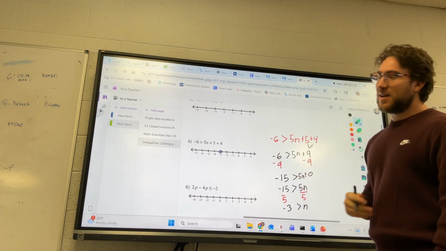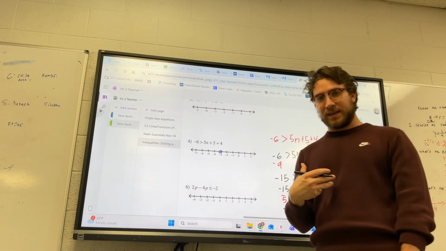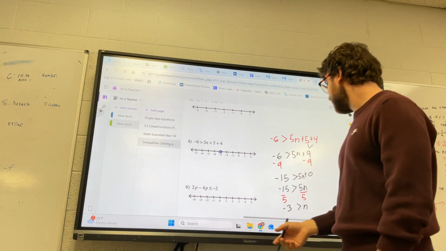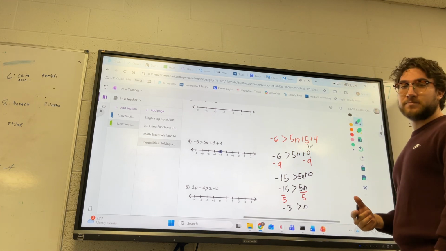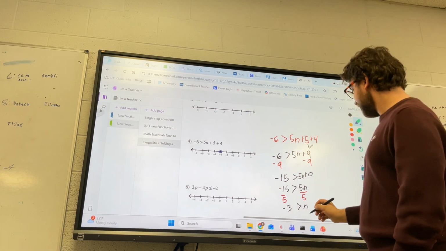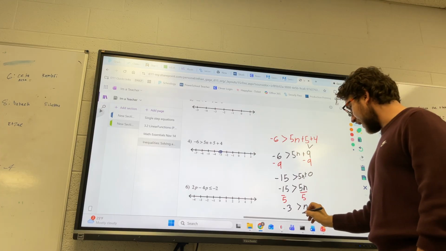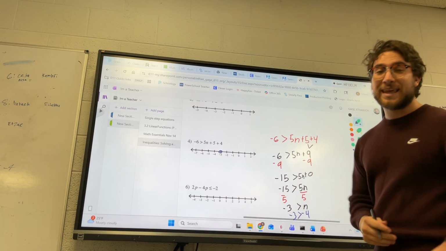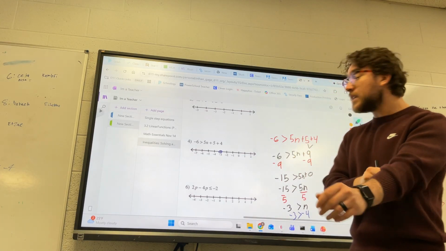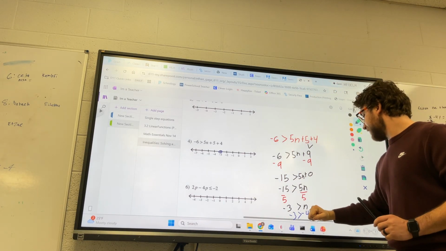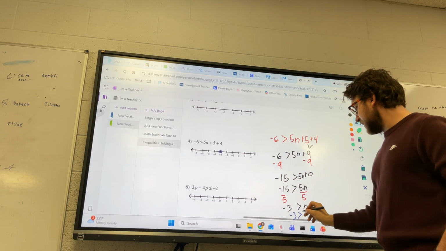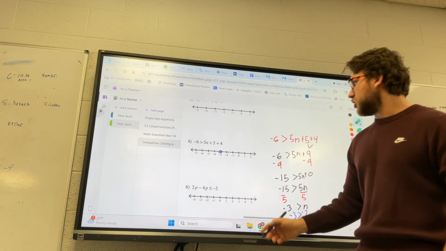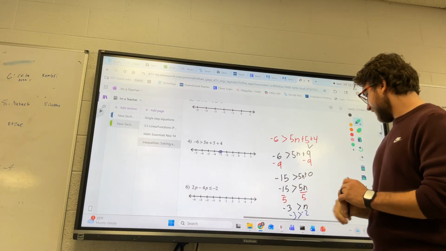Sometimes when I'm doing this, I'll get stuck. I will forget which way I'm supposed to move. We can check it a couple different ways. First, we could say, okay, negative 4 is less than negative 3. Is this true? Yes, it is true. Is negative 2 less than negative 3? No. So we know we're going to be moving that way.